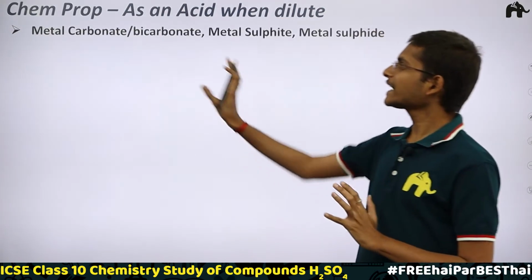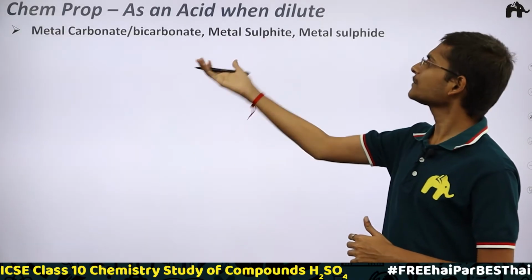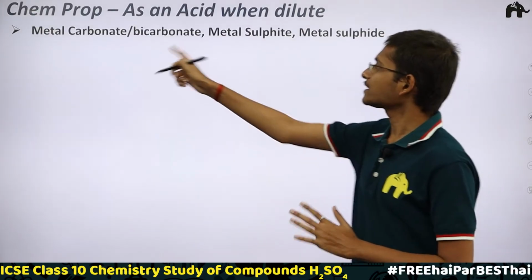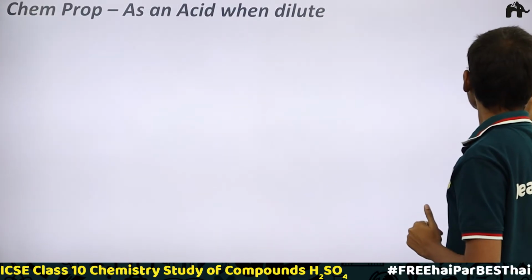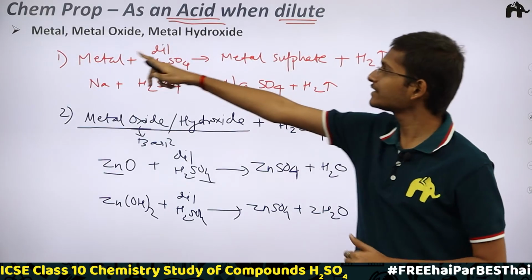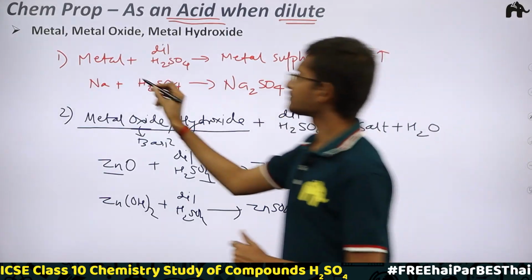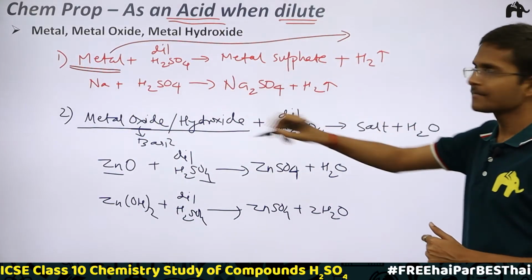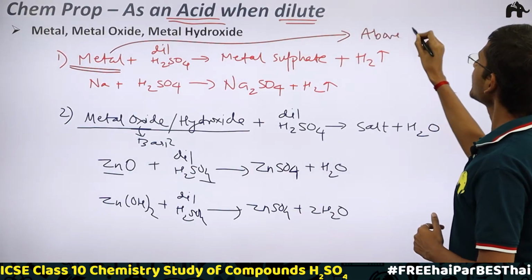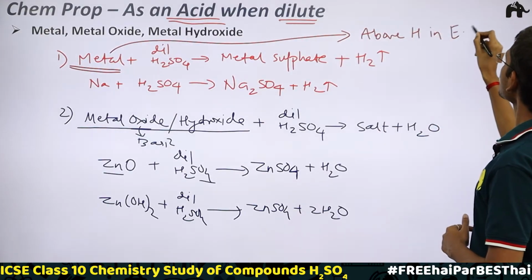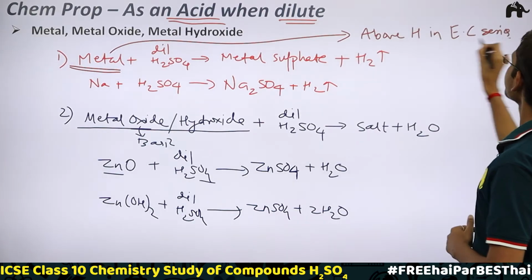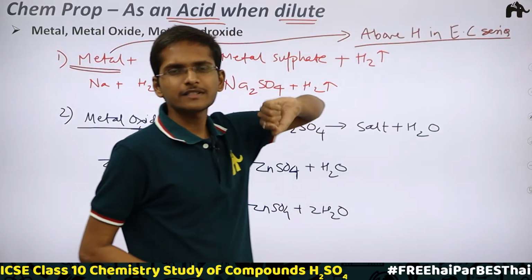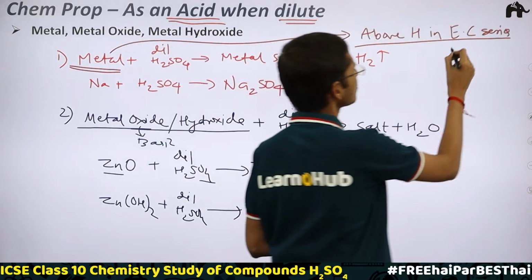Now moving ahead to see the reactions of metal carbonate, metal bicarbonate, and metal sulfide with our dilute sulfuric acid. But before starting this, one more important thing in the reaction of dilute sulfuric acid with metals: dilute sulfuric acid can react with those metals which are above hydrogen in the electrochemical series. We have studied the electrochemical series in the electrolysis chapter.